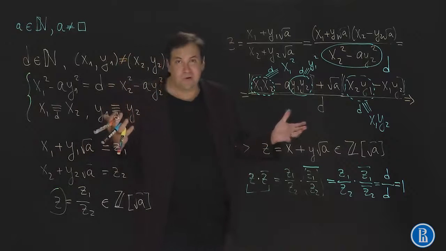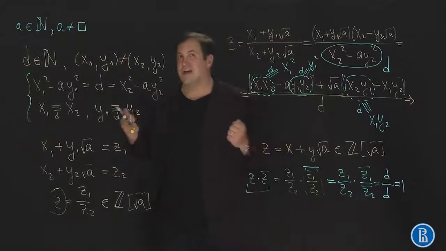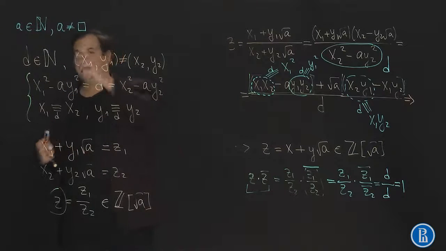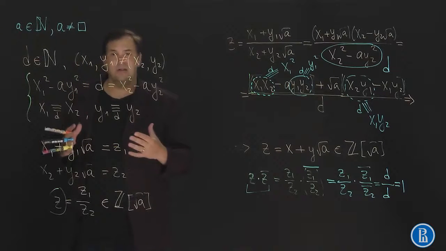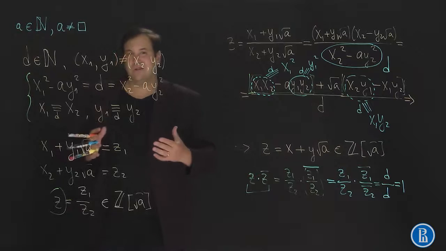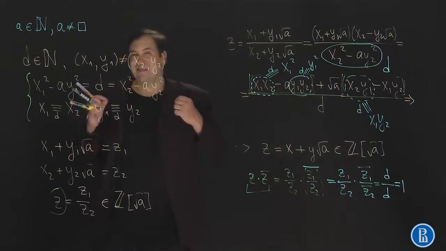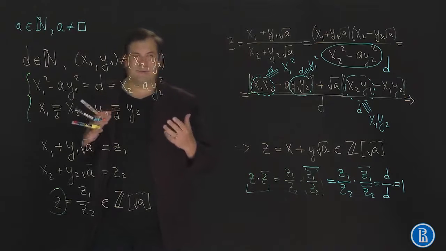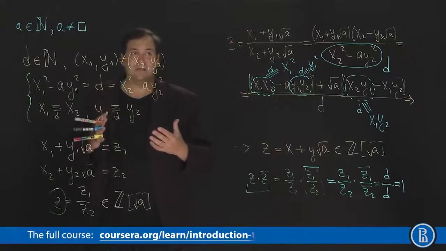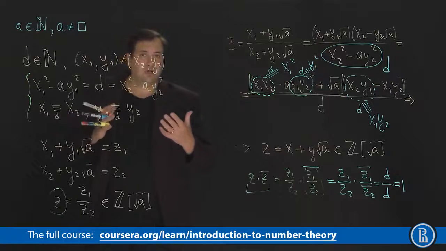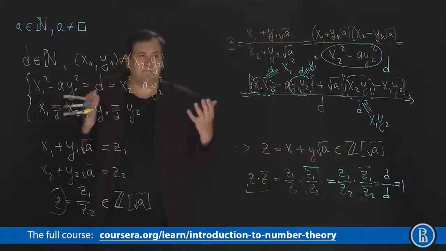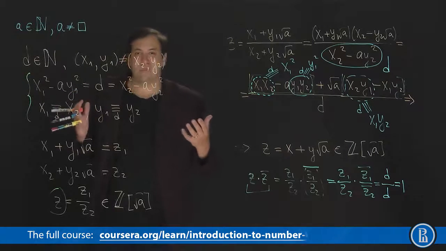This is it. So every Pell's equation for every non-square a, so a is not a square of an integer, has a non-trivial solution. But how to find this solution is another, well, even more complicated question, because our proof is non-constructive. We didn't show how to find this solution. We just proved that it exists out there somewhere.